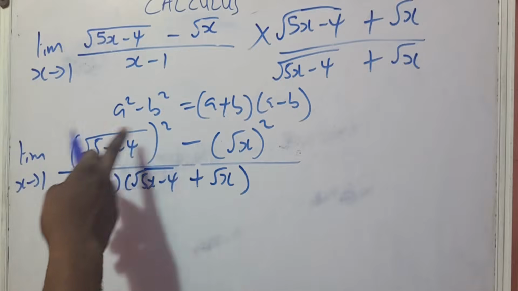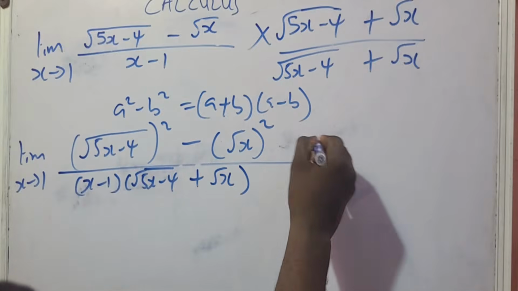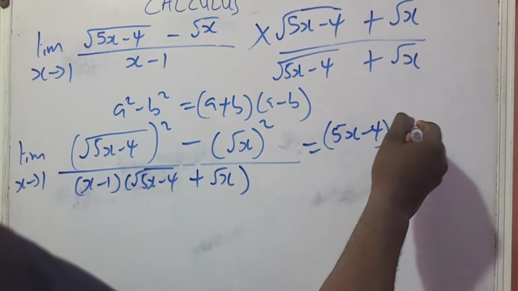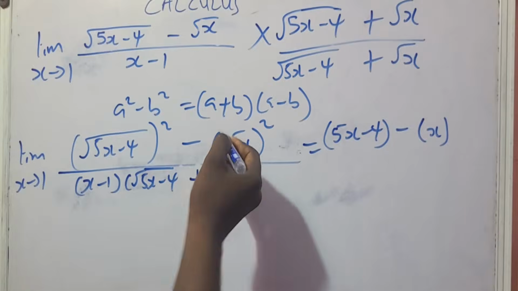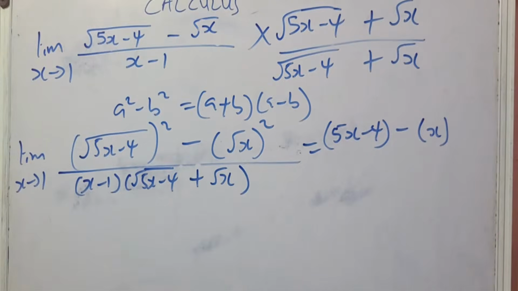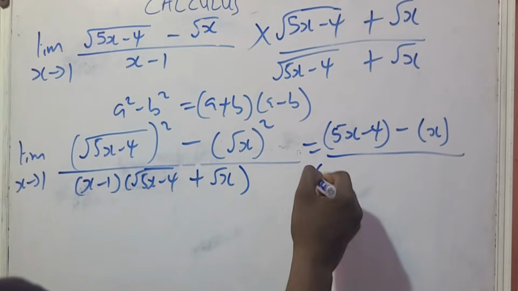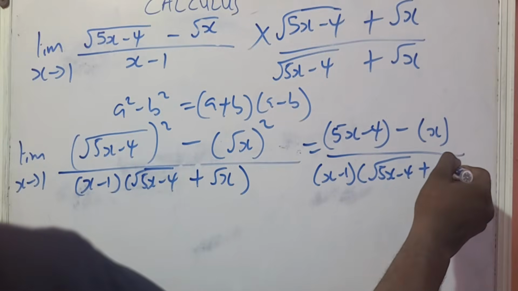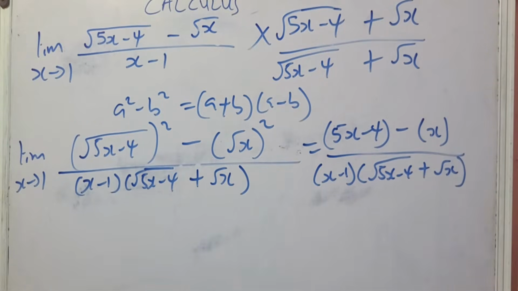You can obviously simplify this because the square will deal with this. So I'll be having 5x minus 4 minus x because the square will deal with this also. All right. So this is what we have as the numerator, while our denominator still remains the same. So our denominator remains as whatever we have here, x minus 1, square root of 5x minus 4 plus square root of x. All right. Of course, the limit is still present here. So what do we do next?